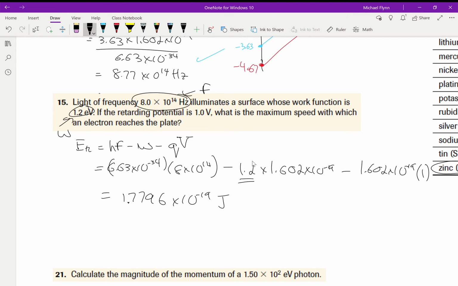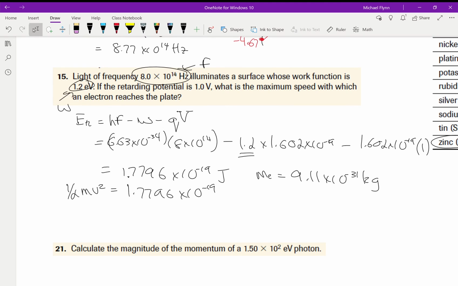Okay, and that's going to equal 1/2 mv squared. That's what the kinetic energy equals, right? 1.7796 times 10 to the negative 19. So solve that for speed. The mass of the electron is 9.11 times 10 to the negative 31. They don't tell you in the question, but it's a known value, so you can look it up. There's a table at the back of the textbook you could use, but that number would be given on the test, of course. Okay, so now just solve it for speed.